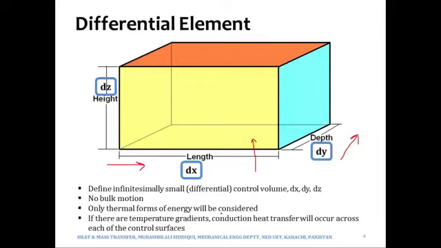Only thermal forms of energy will be considered, of course, because we are learning heat transfer. And if there are temperature gradients, then conduction heat transfer will occur across each of the control surfaces, means the heat will transfer in x direction if there is a temperature gradient in x direction. If the temperatures of this left face and the right face are at different values. If the two faces are at the same value, of course, then there won't be any temperature gradient, and therefore heat will not be transferred in x direction. So for the heat transfer to take place, there must be a temperature gradient in that particular direction.